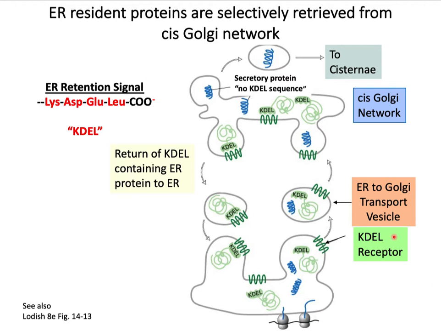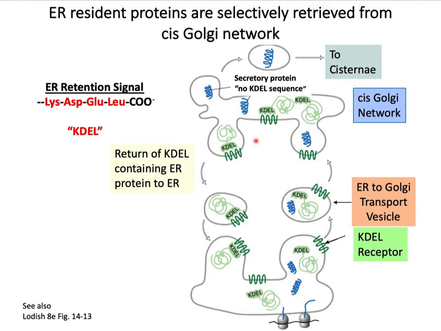So the cells need some way to retrieve those back into the ER. As it turns out, on the membrane of the ER and on the extension of the membrane of the Golgi apparatus, on the vesicles that are trafficking, you have what are known as KDEL receptors here, which are transmembrane proteins that have specificity for the KDEL sequence.